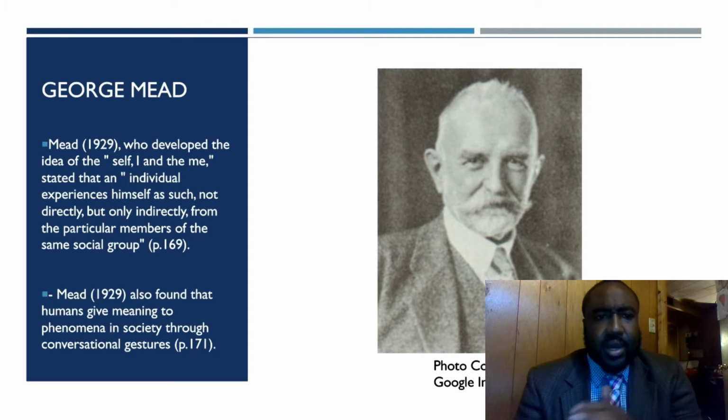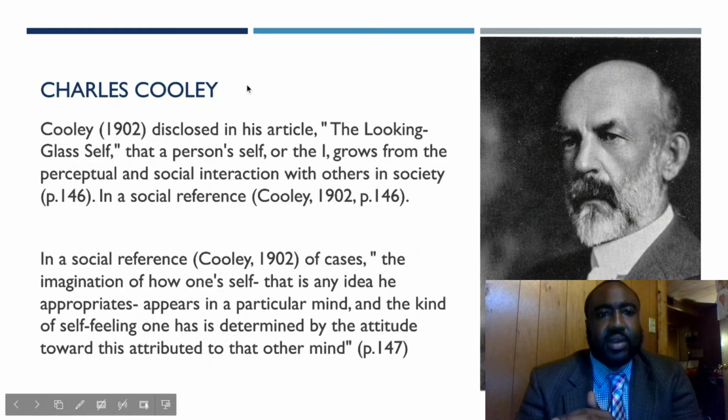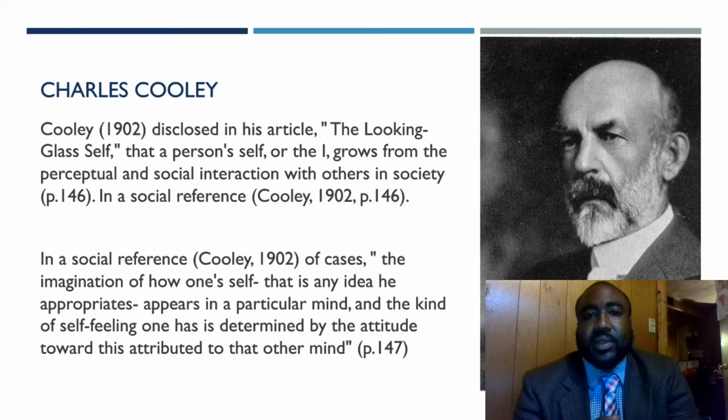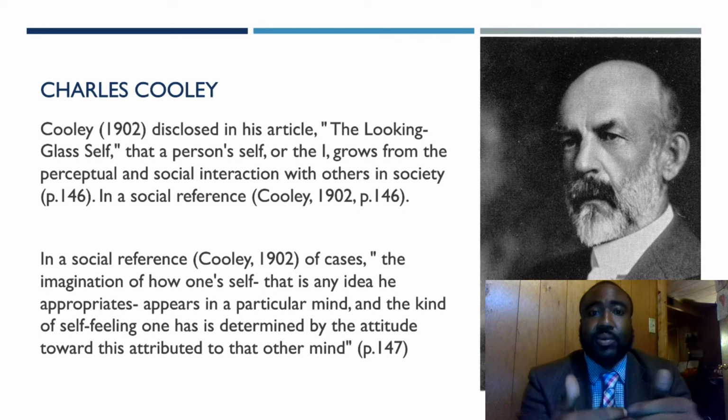So moving forward, outside of Mead, we have Charles Cooley. Now, Charles Cooley is also another social theorist that talked about symbolic interactionism, and he says that again, the person's self or the I grows from other people's perceptions of things. So, any ideas that you may gain from another individual within the same social reference might play a part in how you perceive the symbol in which you're giving meaning to, in which you are interacting about.